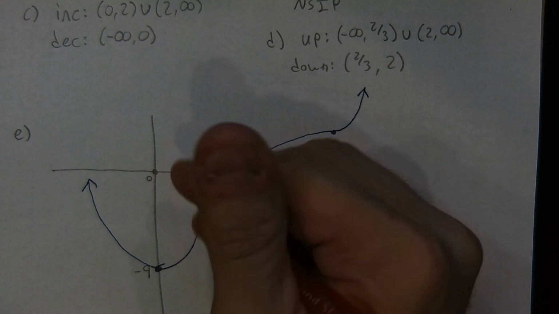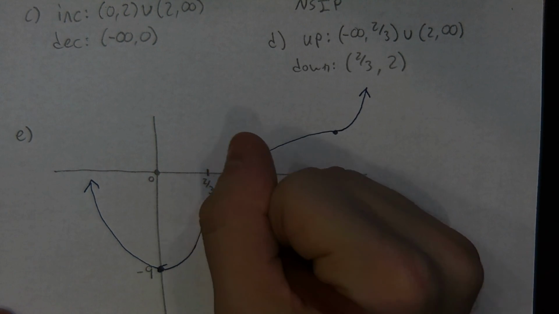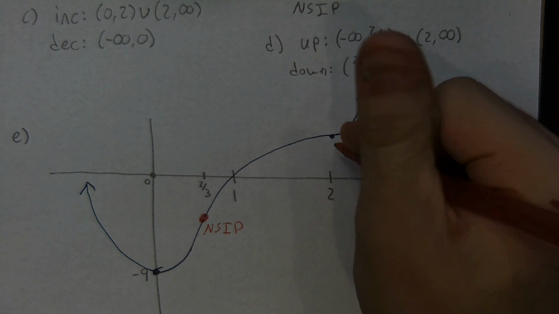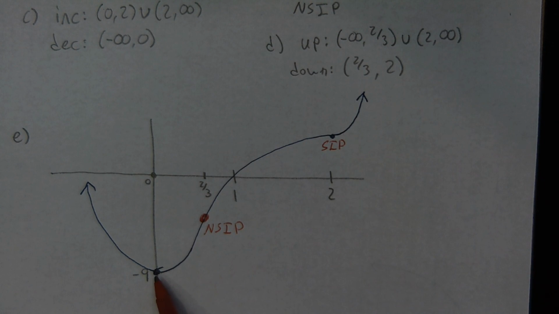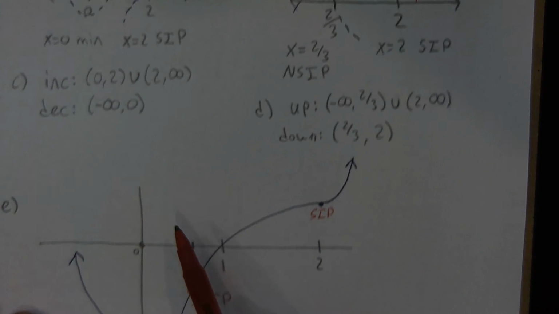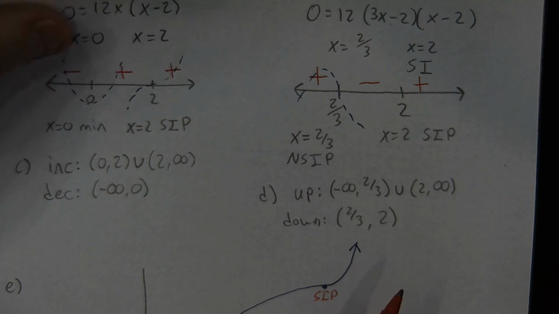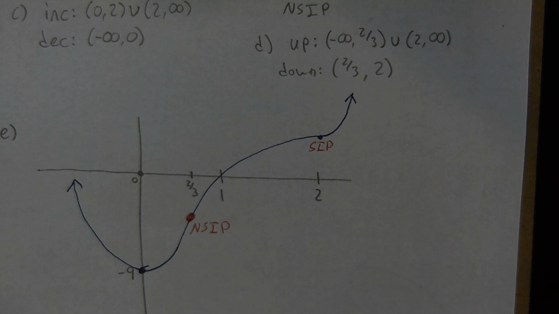So right here-ish is where our non-stationary inflection point was. Right here, this was our stationary inflection point. Right here, at x equals 0, was our minimum turning point. And there you have it. You have successfully sketched the curve. Again, y values are a little jacked up. My stretching from left to right is a little goofy, but you get the idea. And that's everything there is to it.